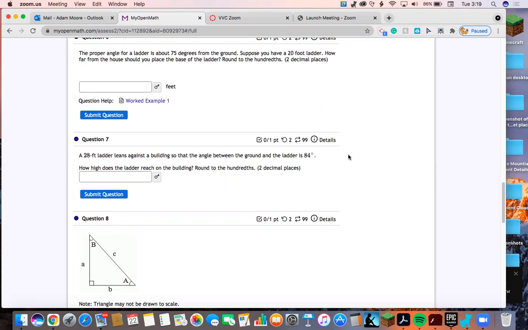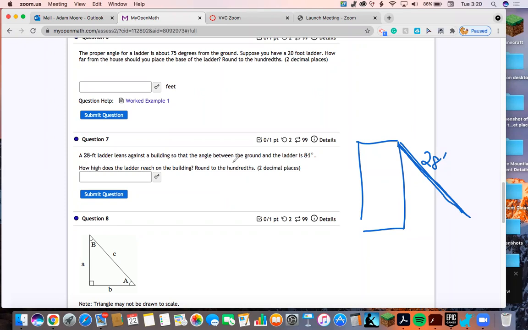So we have a 28-foot ladder leans against a building. Okay, so here's a building, ladder's leaning against it. I don't know how tall the building is or anything like that, but I do know the ladder is 28 feet long, 28-foot ladder. So this ladder length is 28 feet right there. And then it's leaning against the building.